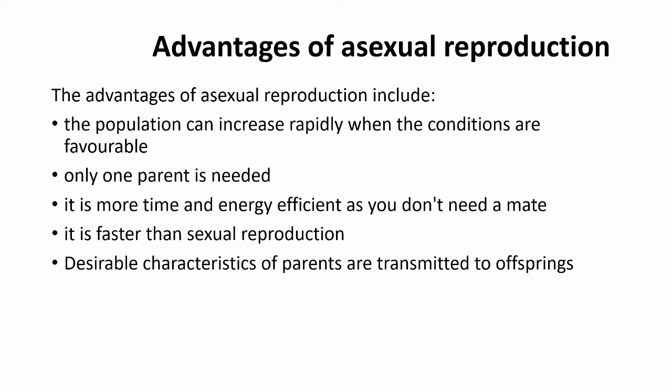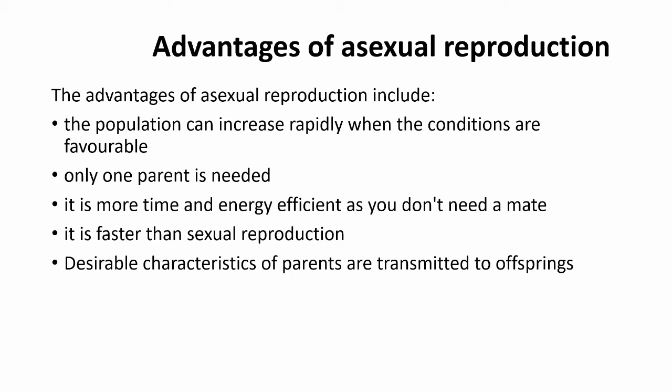Advantages of asexual reproduction include the population of the organism can increase rapidly when the conditions are favorable. For instance, you have the spores. One sporangium contains millions of spores. So when it bursts open, you have these millions of spores being dispersed. As they are dispersed from one organism, you could have so many others. So therefore, you can have a high population increase when the conditions are favorable in a very short period of time.